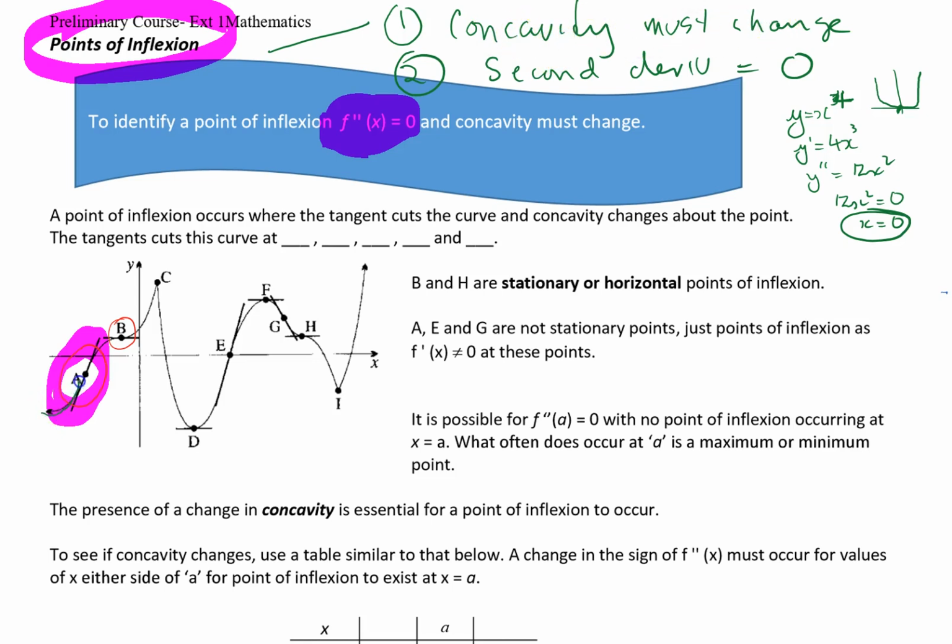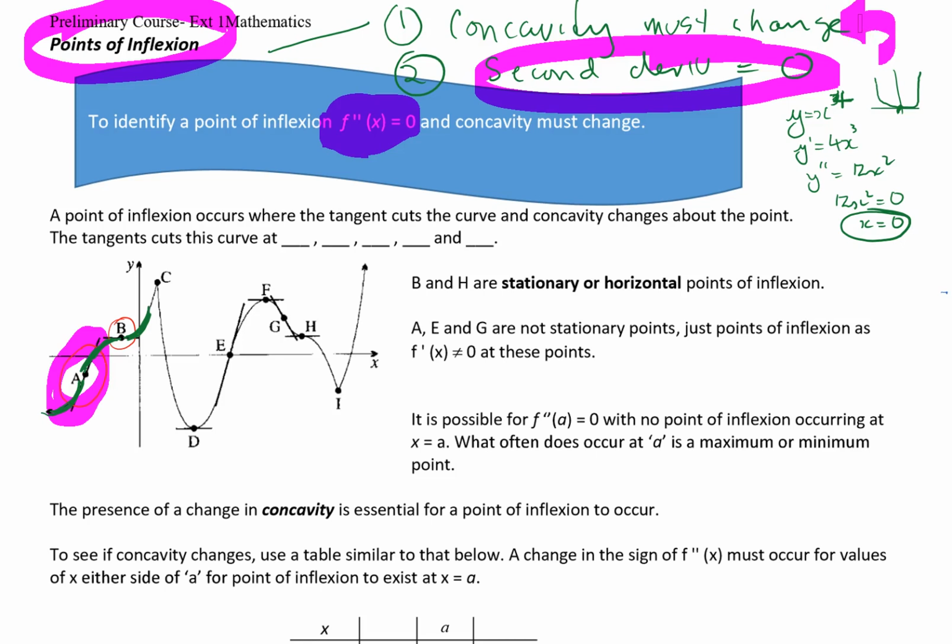Has concavity changed here? Yes, definitely. Concave up, now concave down. At point B, from concave down to concave up. That is the most significant feature for a point of inflection. This, however, is the easiest way to find it: find an expression for the second derivative, put it equal to 0, you'll find your x value, and then you will be able to test whether the concavity has changed.